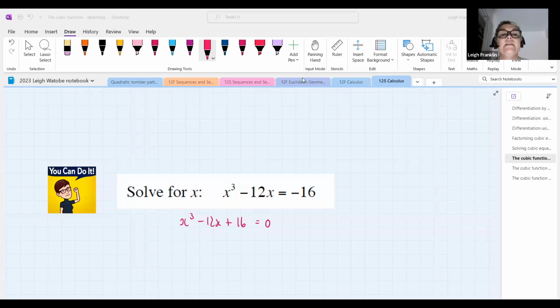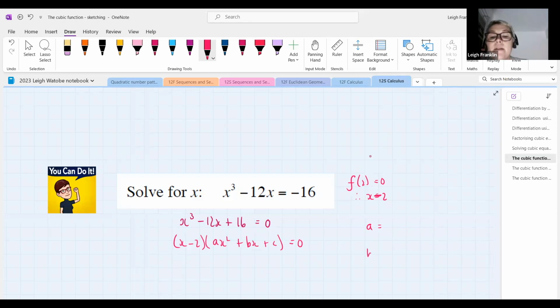Natalie says the first bracket is x minus 2. So Natalie, you've discovered that f of 2 equals 0. That means that x minus 2 is a factor. So I've got x minus 2, and now here I've got ax squared plus bx plus c. Can you guys work out the values of a, b, and c and tell me what they are? This is putting into practice what we learned last time.